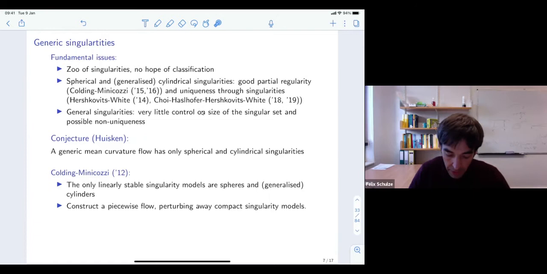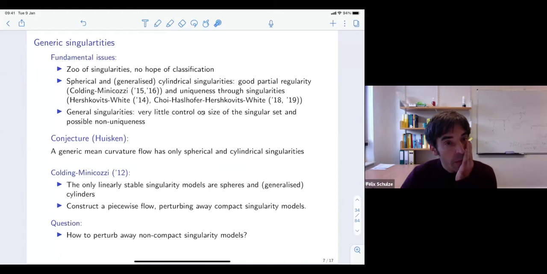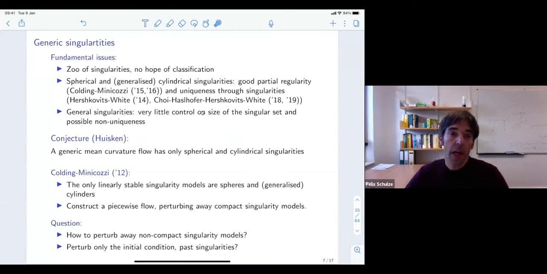Now, here the important question is, how can one perturb away non-compact singularity models, for example, such an asymptotically conical shrinker? And what you actually would like to do, you would say, okay, I only want to wiggle the initial data. And maybe I can wiggle the initial data in such a way that my flow has only generic singularities, but even successively. So even after the first singularity, I can make sure that the second one is also generic, and the third one, and so on. That's what you actually would like to do.